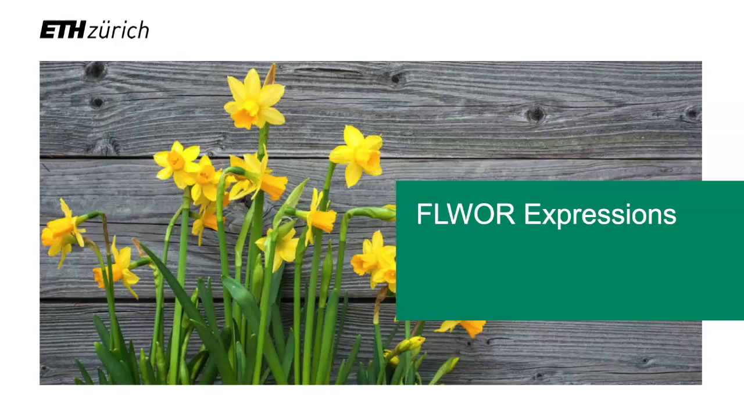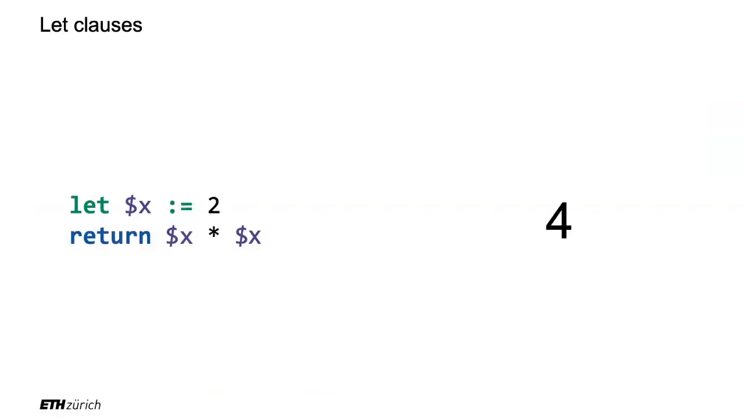F is for for, L is for let, W is for where, O is for order by, and R is for return, right? It's called the flower expression. It's on purpose not the same order as the actual word flower in English. That was how it was called back then. I suspect that it may have to do with the fact that one of the very early inventors, her name is Dana Florescu, so it might be as an acknowledgement to her work.